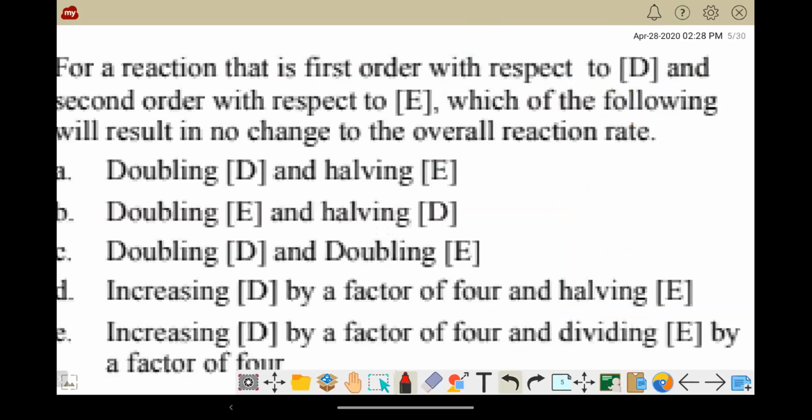All right. Whoa, that is a big thing there. So here's another question. It's again the same kind of idea for some practice. A reaction is first order with respect to D and second order with respect to E. Which of the following would result in no change to the overall reaction rate?